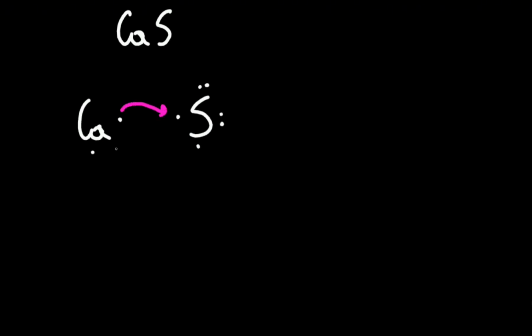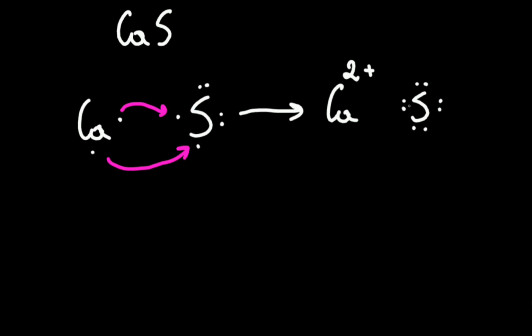Next, let's look at the calcium sulfide ionic bond formation. Calcium is in the second A group, so it has 2 valence electrons. Sulfur has 6 because it's in the 6th A group. Calcium gives away both of its electrons and becomes a cation, and sulfur, gaining those electrons, becomes an anion. Like the last time, don't forget to put sulfur into the brackets.